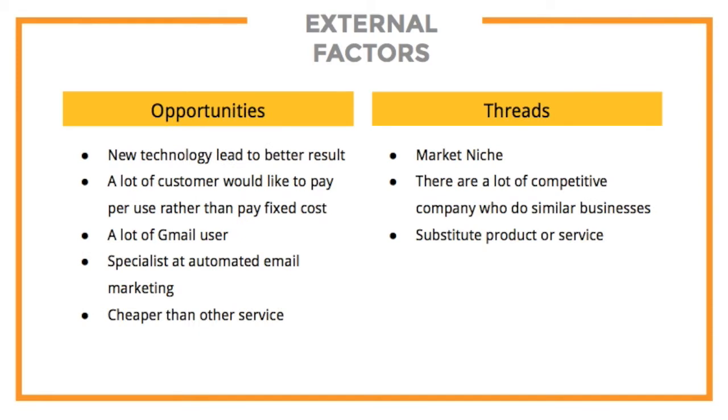And next is external factors. For the opportunity, new technology will help Sendbloom do their work better. For example, high speed internet will help to update data quicker and lead to fewer office visits, shorter maintenance, and also better results. There are a lot of users who think that pay-per-use is more reasonable and cheaper than fixed cost, so they would like to pay per use rather than pay a fixed cost. Moreover, Sendbloom is a Google partner. They offer service for Gmail users, which is a very large market.